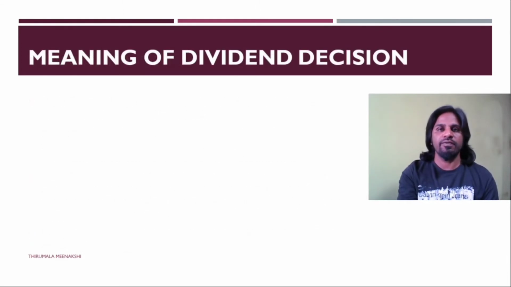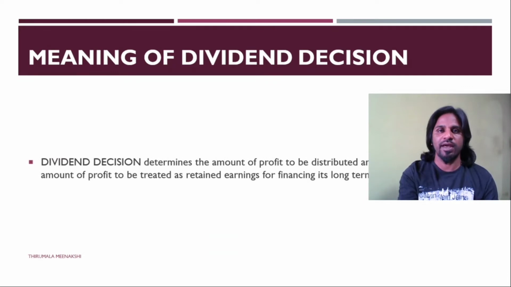Now we'll see the meaning of dividend decision. This is the fourth decision in financial management, and it says how much money has to be segregated for dividend and for retained earnings out of the profits. It determines the amount of profit to be distributed among the shareholders and the amount of profit to be treated as retained earnings for the purpose of financing the long-term growth of the company.